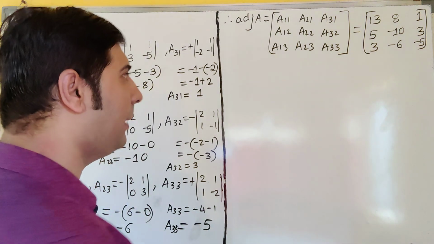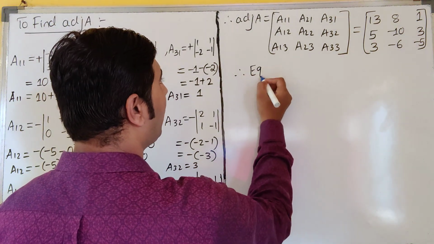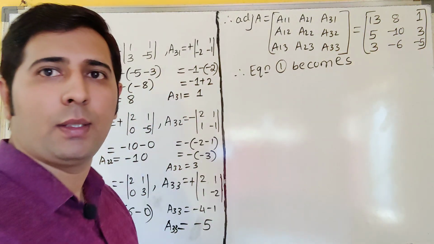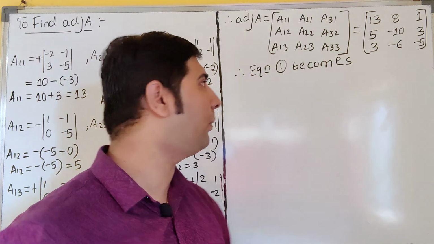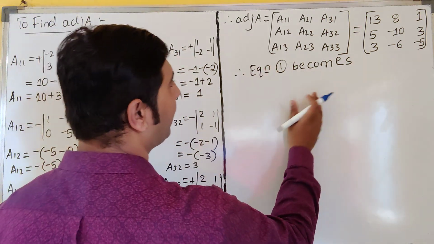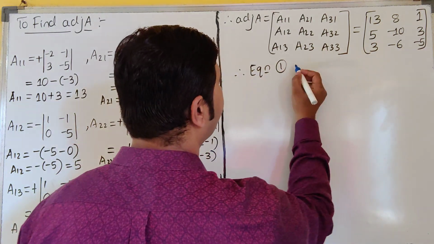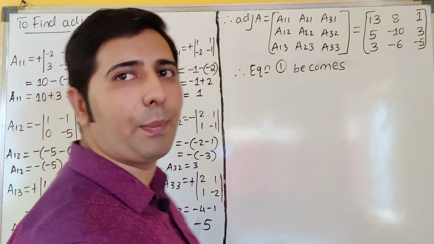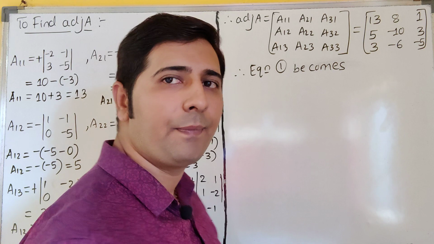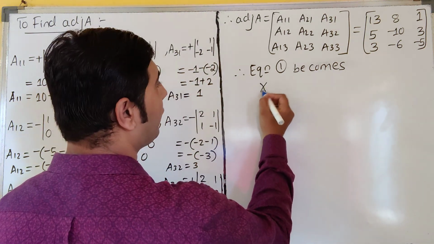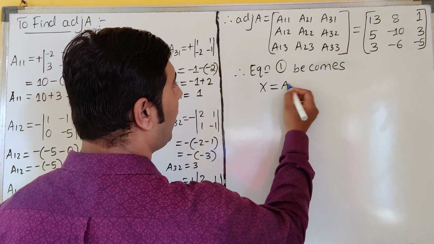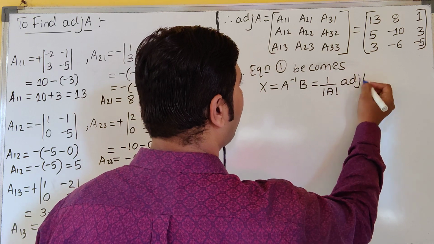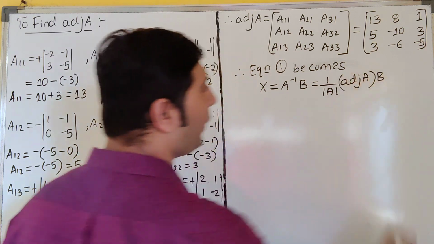So now equation 1 becomes, already you know, dear students. Equation 1 becomes, see now, clear? Equation 1 you have already copied, so what? A inverse x is equal to what? A inverse into B or not? What is A inverse, dear students? 1 by determinant A into adjoint of A into B or not? This is the formula.